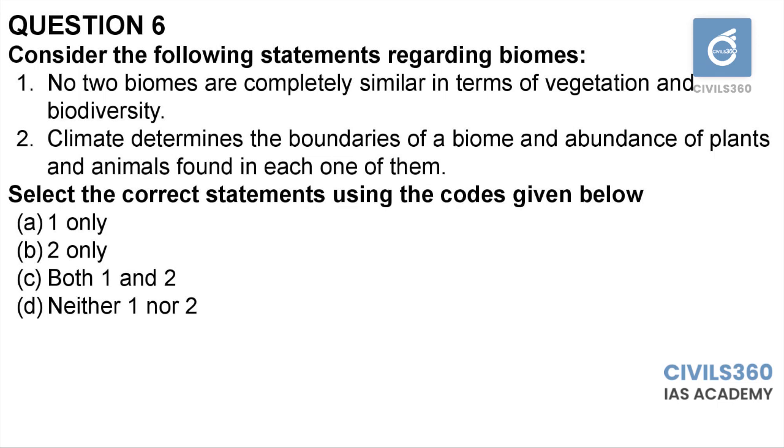It's the terrestrial part of biosphere. Aquatic parts are not included in a biome. And never two biomes are alike, and they are also characterized by distinct climate, vegetation, animal life, which are usually a reflection of the climatic condition of the said biomes. Therefore, the answer is option C, both 1 and 2.